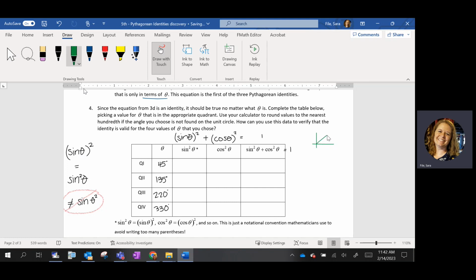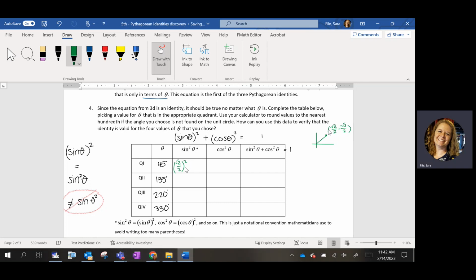45 degrees. What's the ordered pair at 45 degrees on the unit circle? X and Y are both positive, square root of 2 over 2. Okay, so that's, remember, cosine is the X, sine is the Y. So sine is square root of 2 over 2. And then we are squaring that, right?